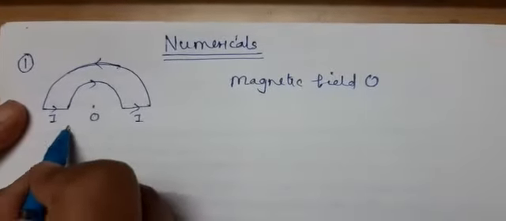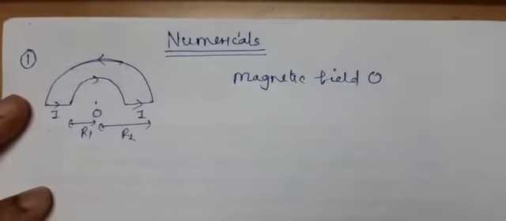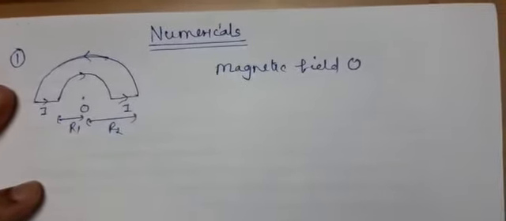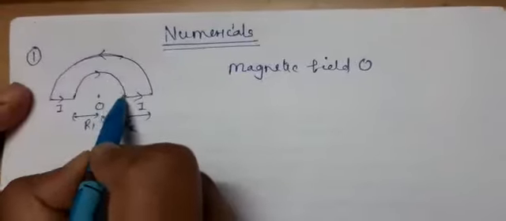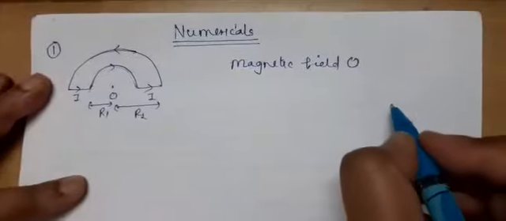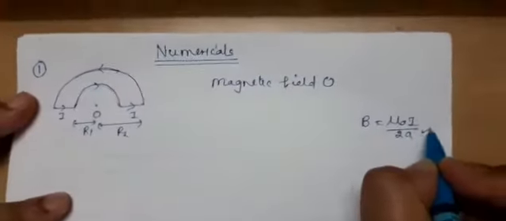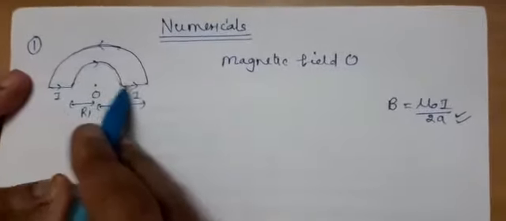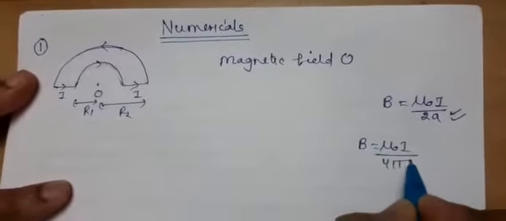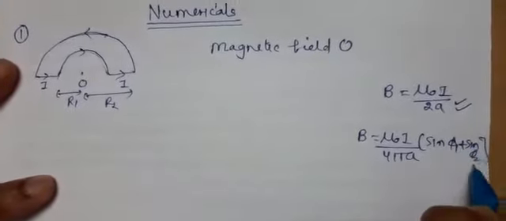So here the radius of the inner semicircle is R1 and the outer semicircle is R2. First of all, you have to understand which results you are able to apply here. As this is the magnetic field at the center of a semicircle, this result we can apply. We have discussed that the magnetic field at the center of the loop is mu naught I upon 2A for the complete loop. And the magnetic field due to a straight conductor carrying current is mu naught I upon 4 pi A (sine phi 1 plus sine phi 2).